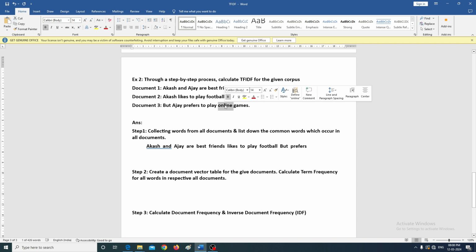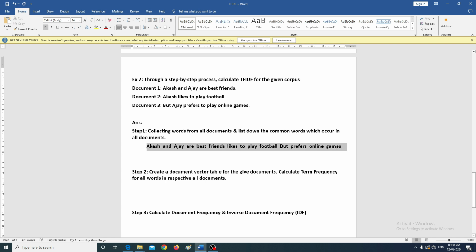Next, online is a word that is not available in the above two documents. So here we have to consider this word as a common word, online. Next, another word, games, the last word we have in document 3. This is also a new word from the above documents, so we have to consider games. These are all the common words which are available in the above three documents.